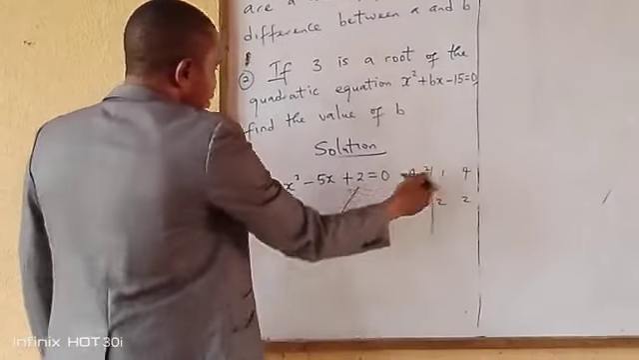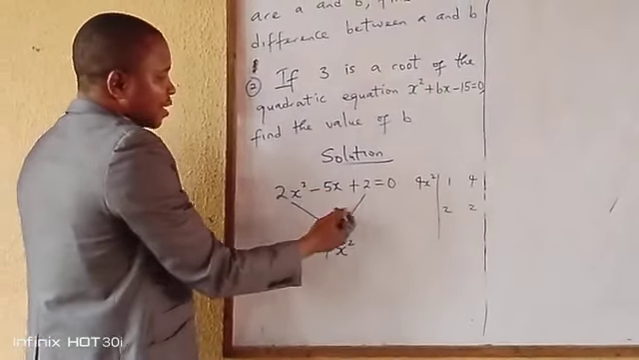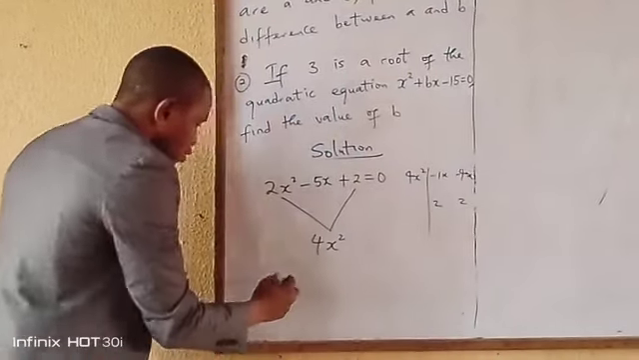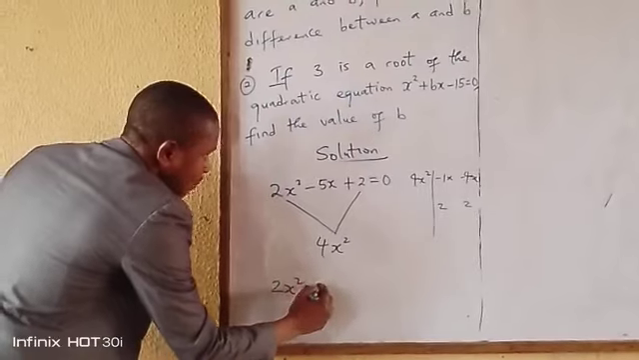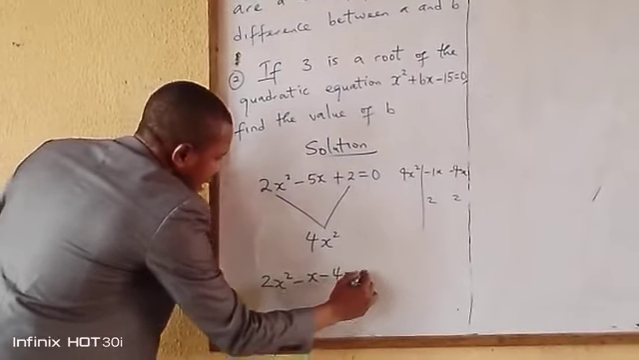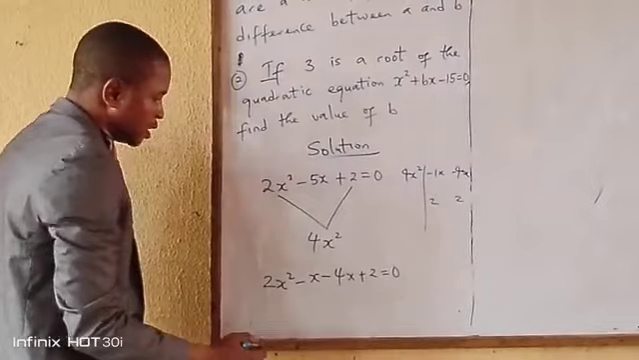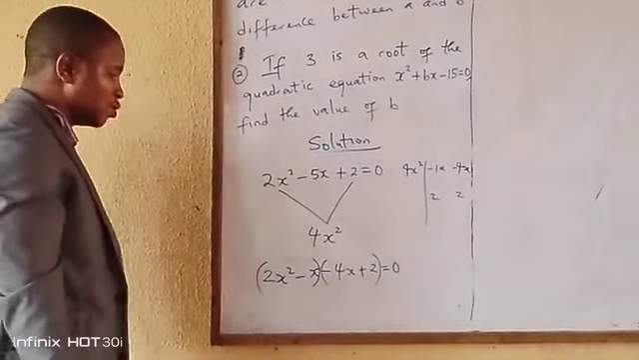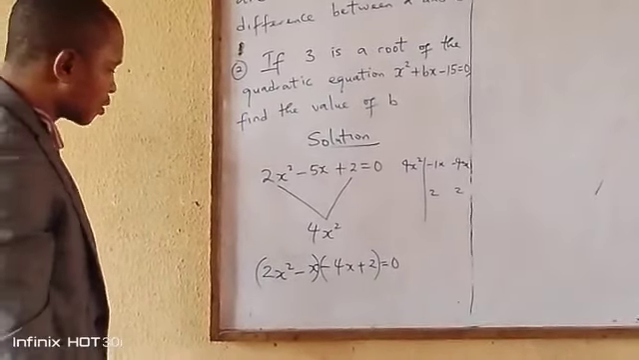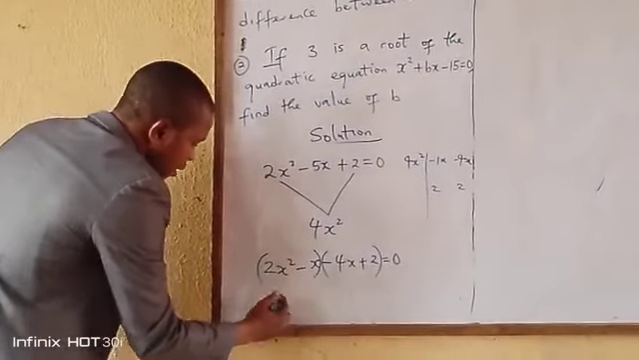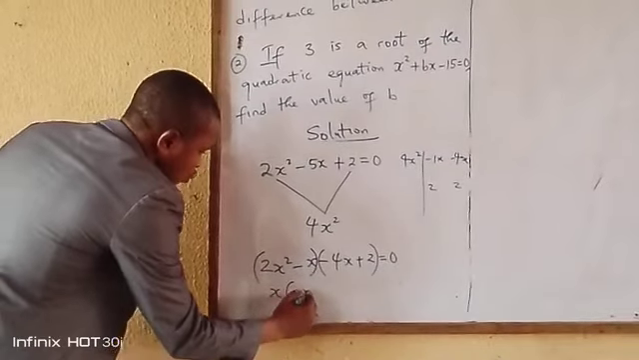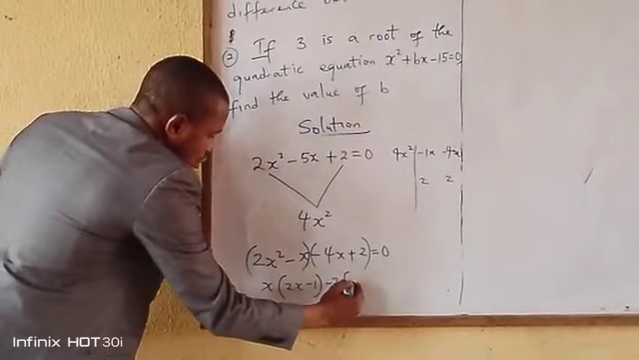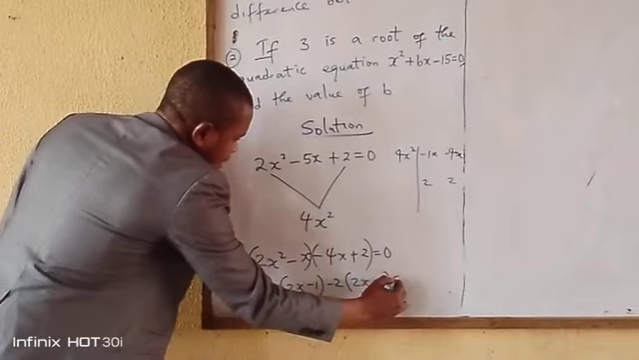And how will you operate this? In order to have minus 5x, you are going to have minus 1 minus 4, then you add x to it. So that means you are going to have 2x squared minus x minus 4x plus 2 equals 0. Then the next step is to group them. After grouping them, you bring out the common factors. Here, x is the common factor, so you have x in bracket of 2x minus 1. And the common factor here is minus 2. You are going to have 2x minus 1 equals 0.